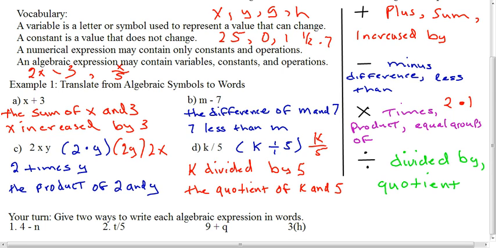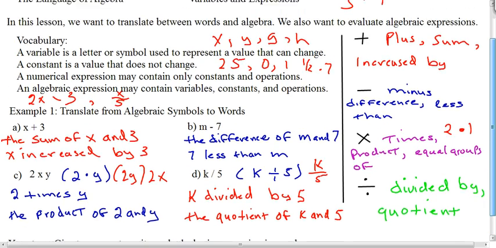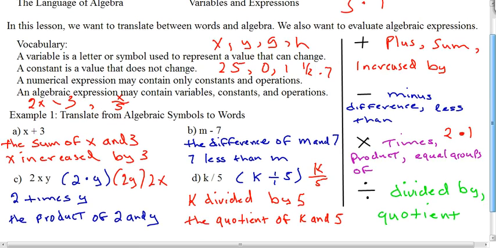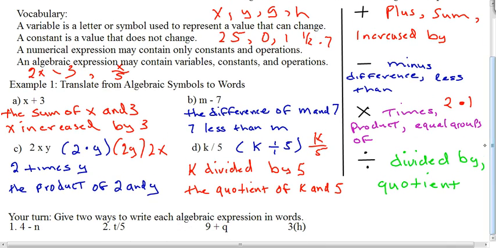Okay, very, very easy concept to look at, but what we want you to do is make sure that you understand, because we're talking about changing and looking at real world applications. We're going to be dealing with sentences and paragraphs where we have to take those and change those into algebraic representation in order for us to solve the problem.